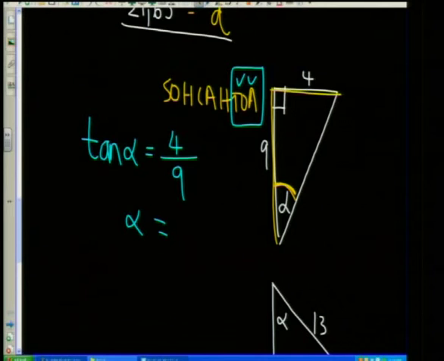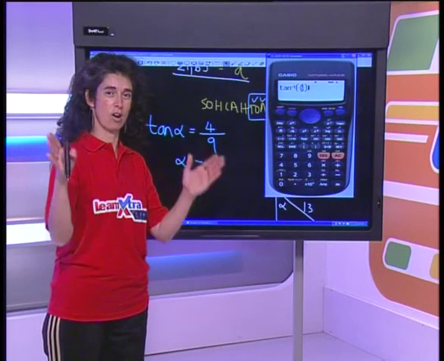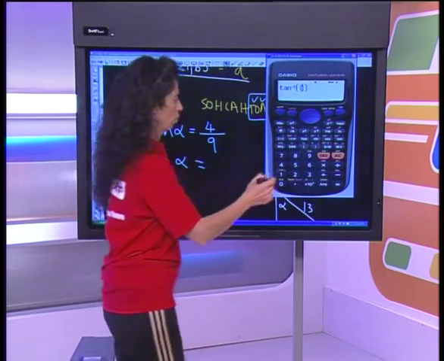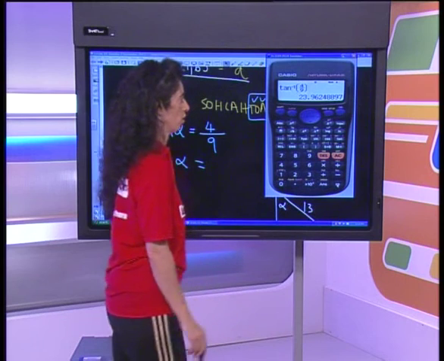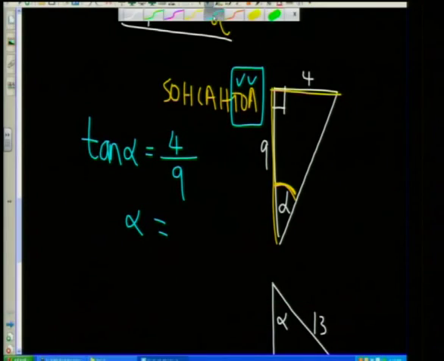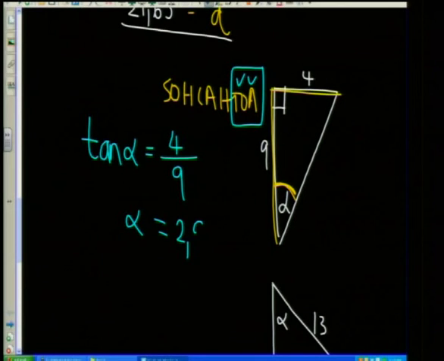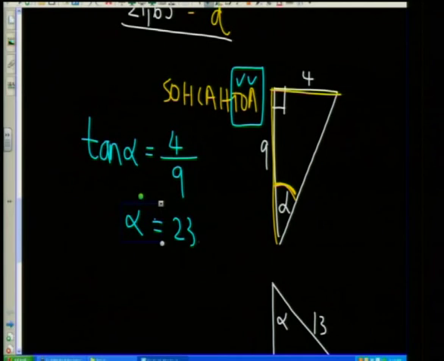And what's that angle? Let's see. Would you like to try and guess? 4/9 is just half of that 1. So let's see. What is it? 23,96 degrees. So that's 23,96 degrees.